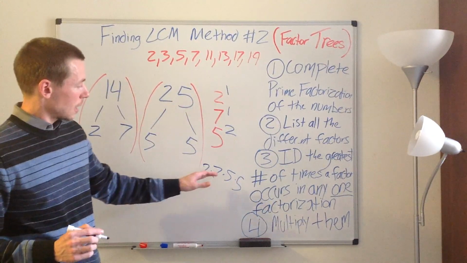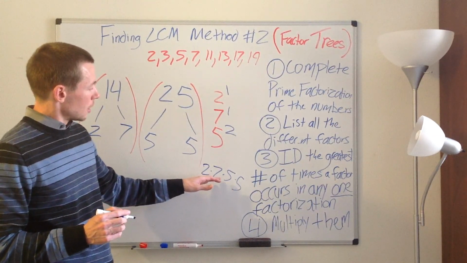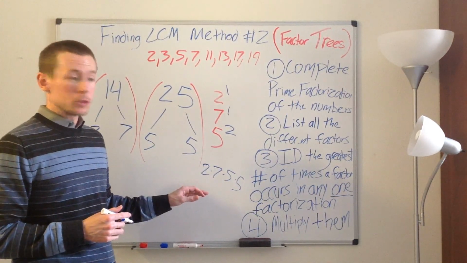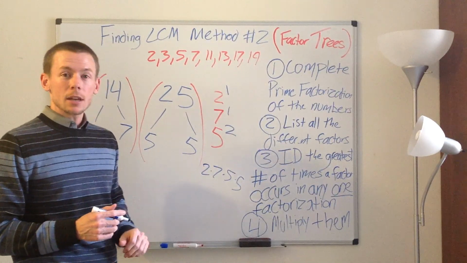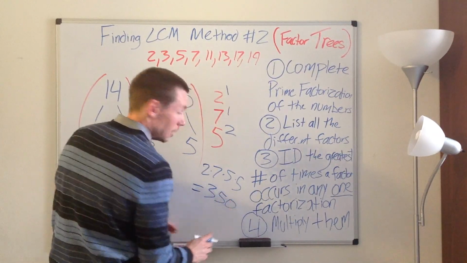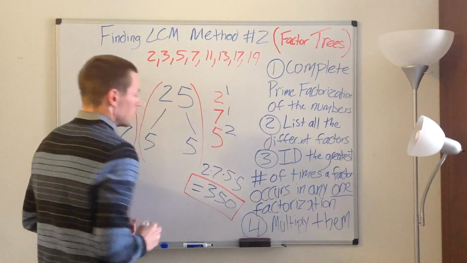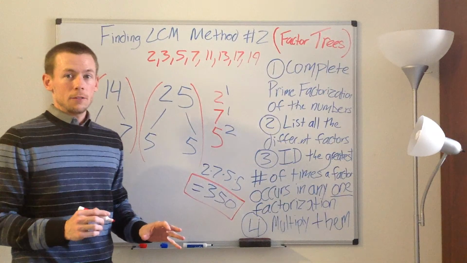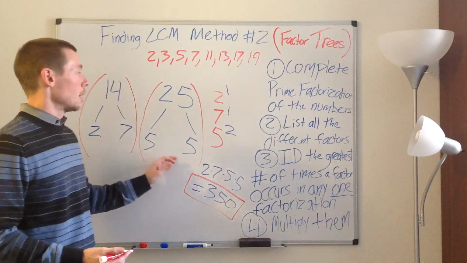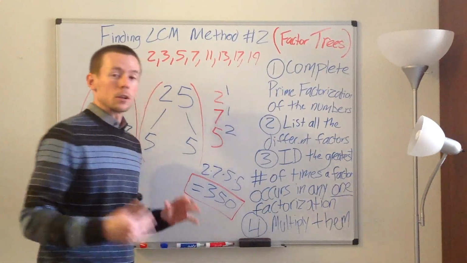2 times 7 times 5 times 5. So what we have here is 7 times 5 in the middle is 35. 35 times 2 is 70. And then 70 times 5 is 350. So the lowest common multiple of 14 and 25 is 350, and this provides further evidence that listing this would have taken quite some time. So now that concludes this short lesson.